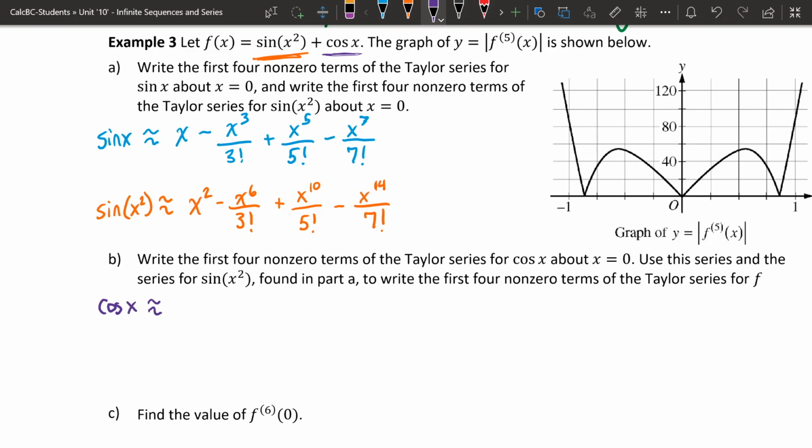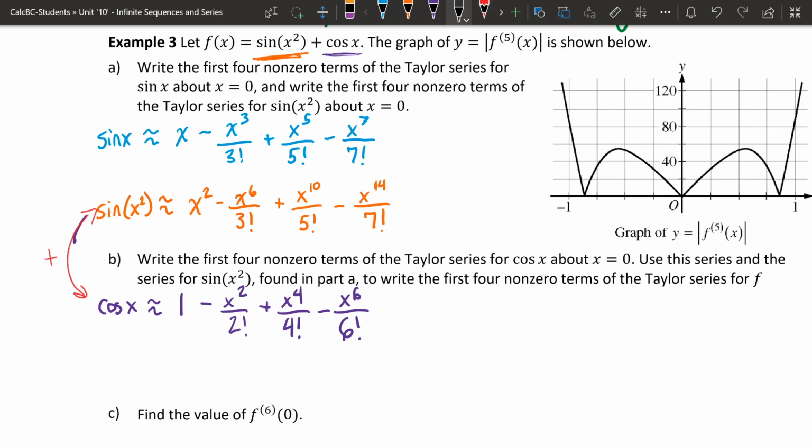Remember, cosine is an even function, so we're looking at the even powered terms. The first one is x to the 0, which is just 1. It's also alternating. Next even power is 2. And it also says 4 non-zero terms, so one more, and we're good. All right, so it says take that and what we got in part A and combine those two. So we're going to combine these two functions together, add them up, and that's going to give us our f.